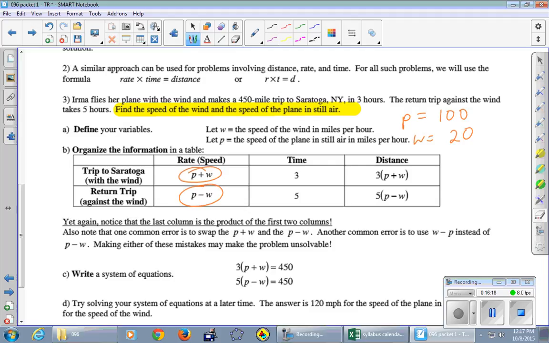Okay, and the last column here is distance. Now, we haven't talked about how to find the distance, but if we like the idea of the way we've set up all these other tables, how do we fill that last column in? We multiply the first two columns. Is that what we have in this table? Yeah, P plus W times 3, P minus W times 5. Okay, so now I need to justify. Why are we multiplying those two columns?